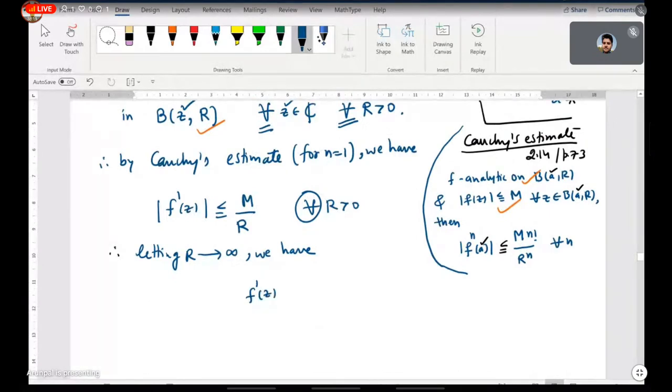mod of f dash z is less than or equal to 0. And class, you know that modulus is always by default greater than or equal to 0, right, class? Yes, sir. Class, take a note. This is for all z in C, right? This is for all z. There was no restriction on these z. Is this okay, class?